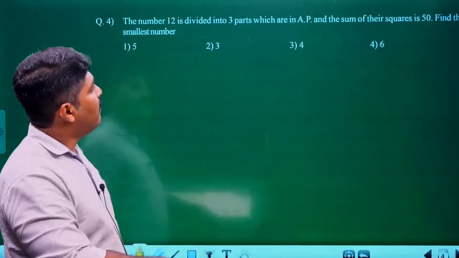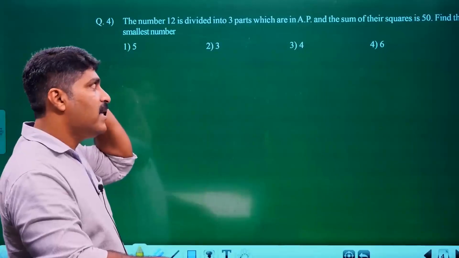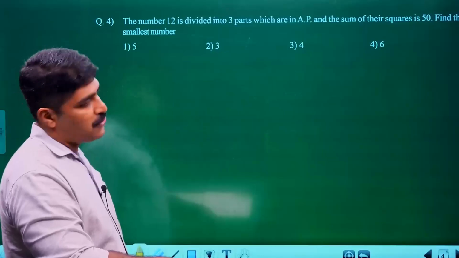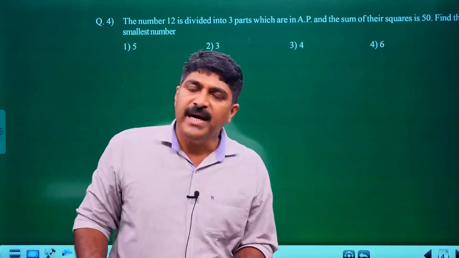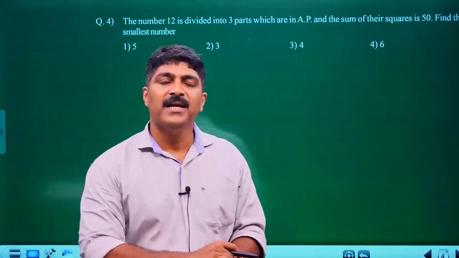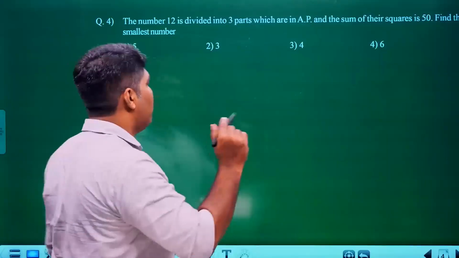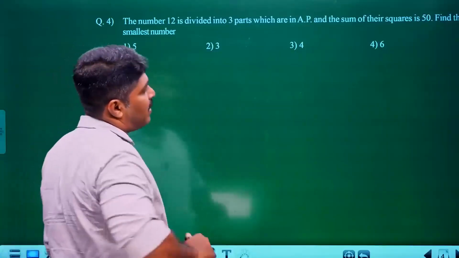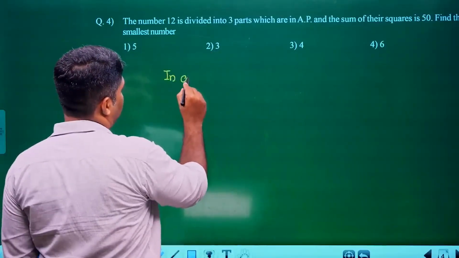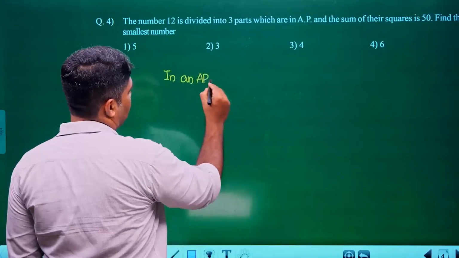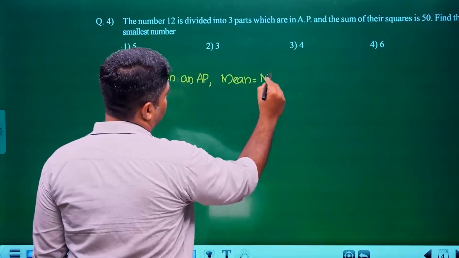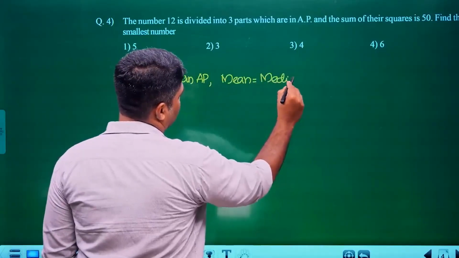The number 12 is divided into 3 parts which are in AP, and the sum of their squares is 50. Find the smallest number. It is given that those 3 numbers are in AP. So a very important point related to AP. What is the very important point related to the terms in an AP? In an arithmetic progression, mean equal to median.